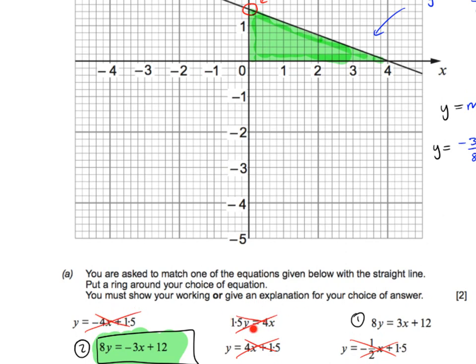I eliminated it. This one here's got no y-intercept, so I got rid of that straight away. This one here has a gradient of 4, eliminated straight away. This one has a gradient of -0.5, eliminated straight away. So that leaves me, it's between 1 and 2.